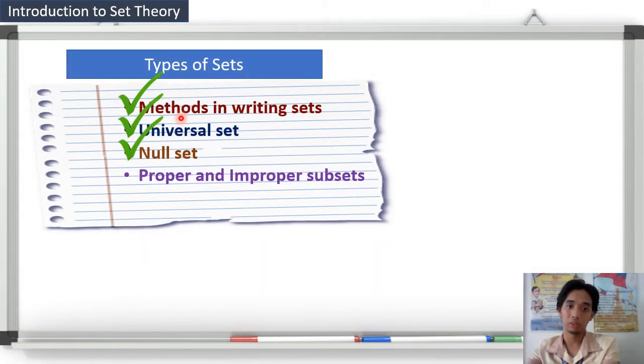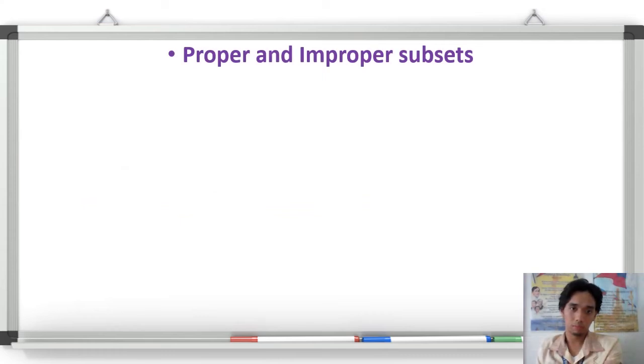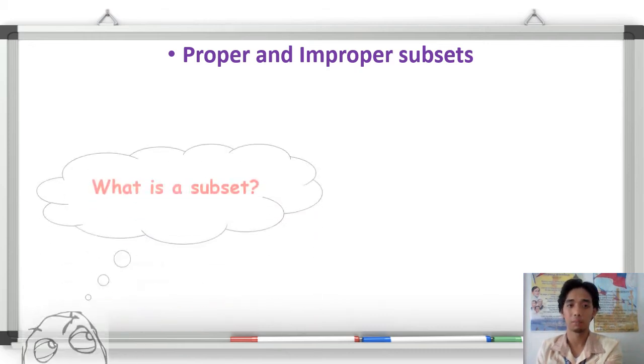So we are finished with methods in writing, universal set and the null set. Universal set, set that contains all the elements of other sets. Null set is simply a set with no elements. So let's go ahead to our last topic, proper and improper subsets. But before we dig into that, let's start by asking what is subset?